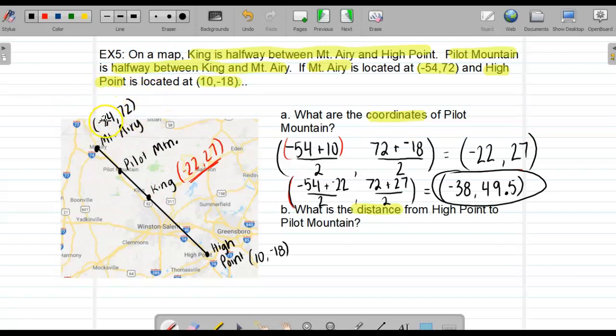So for your x coordinates, you'll have negative 54 plus negative 22, and then you'll divide that by 2 to take the average, and then you'll have 72 plus 27 divided by 2. So you've got to use the coordinates from Mount Airy. If it only asks for distance, you could probably get away with it because the distance from Winston to High Point would be about the same as the distance from Mount Airy to Pilot Mountain. But because it wants the coordinates, you have to make sure you're using the right endpoint there. So it matters which one you use.